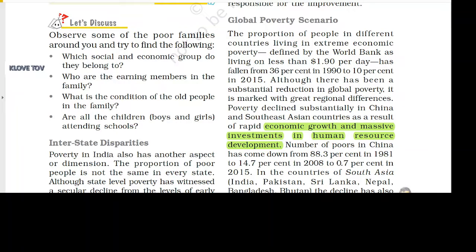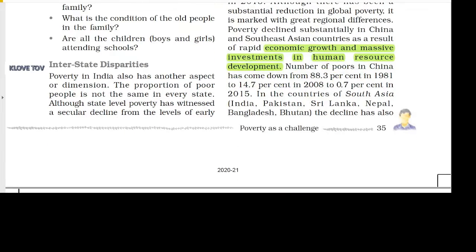Let's discuss. Observe some of the poor families around you and try to find the following. Which social and economic group do they belong to? Who are the earning members in the family? What is the condition of the people in the family? Are all the children, boys and girls, attending schools?